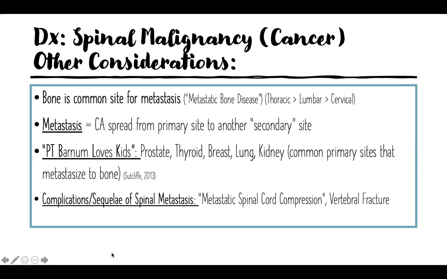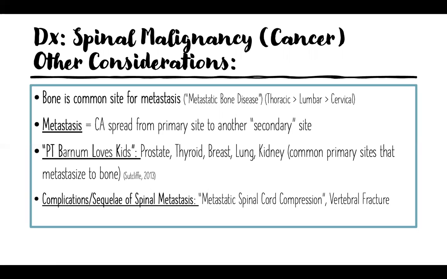Okay, so as I mentioned prior, with spinal cancer, bone is a common site for metastasis, and in particular, the spine is a common site for secondary cancers, not necessarily the primary source of cancer. And within the spine, thoracic is more common than lumbar, and then lumbar more common than cervical.